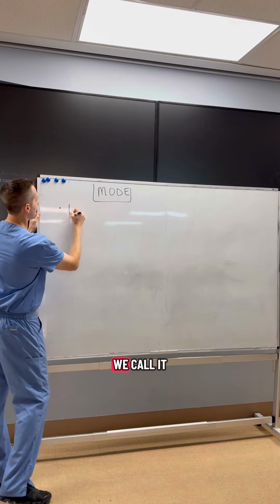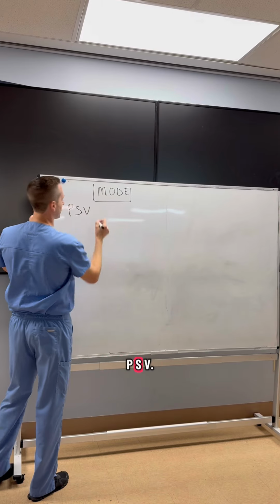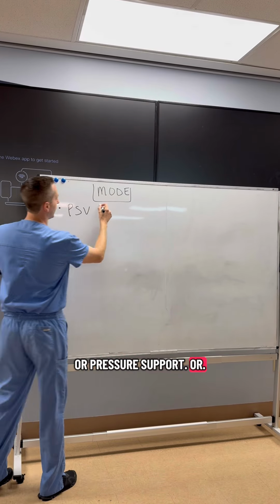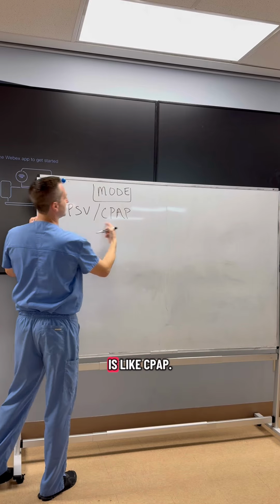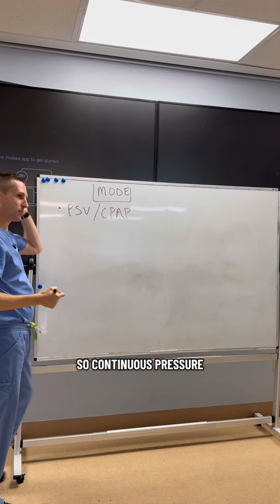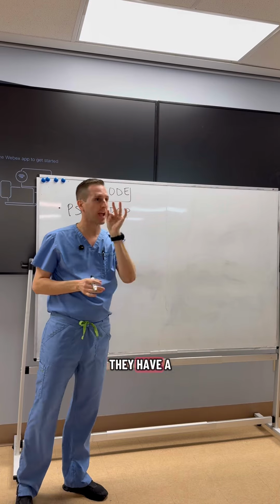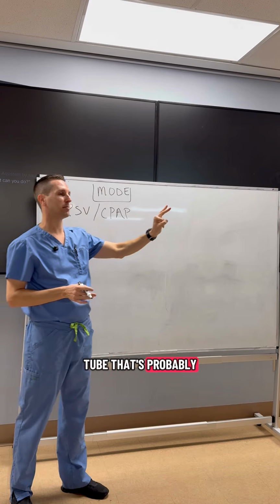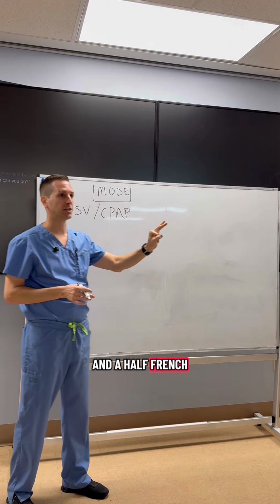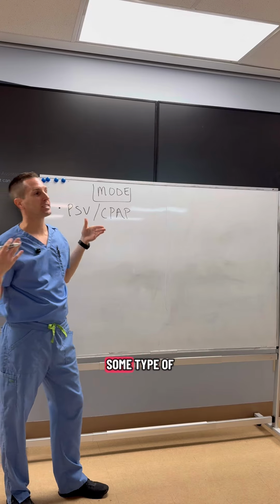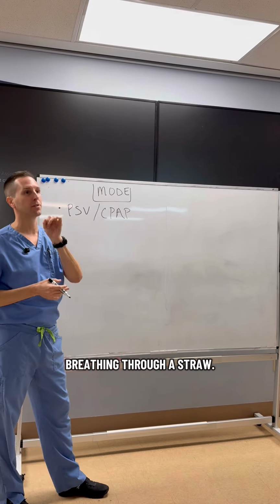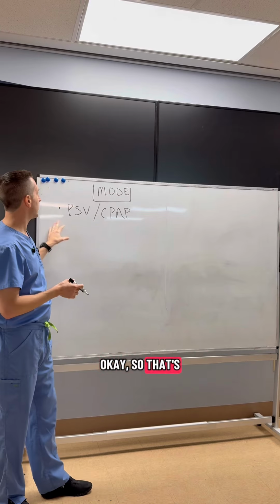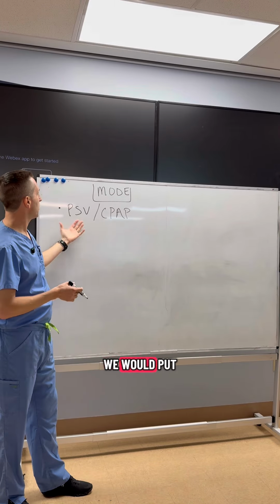So we call it pressure support, PSV, and again, a lot of the respiratory therapists will chime in on this one, CPAP, so continuous pressure. We're overcoming, right? They have a tube that's probably like a 7.5 French endotracheal tube. You need some type of positive pressure to just overcome breathing through a straw, okay? So that's as minimal as it would get. We would put somebody on this.